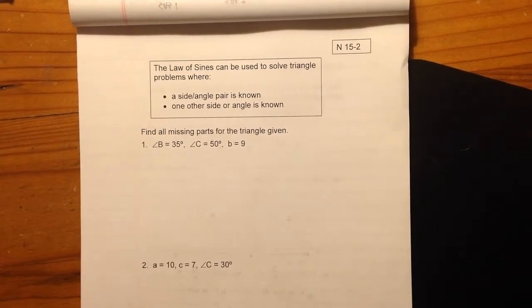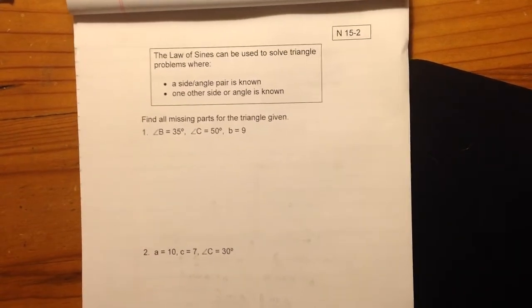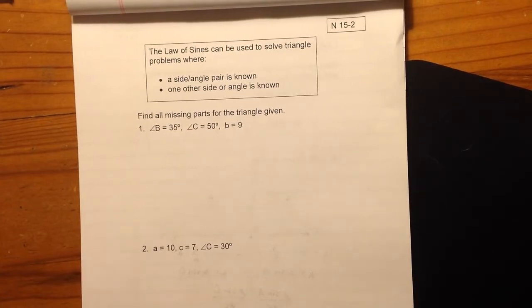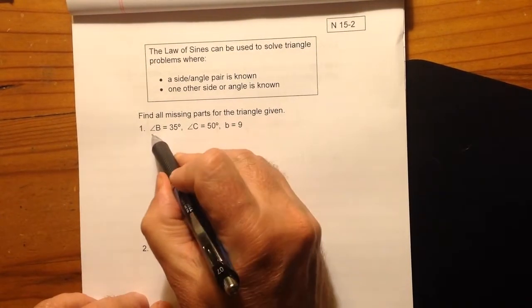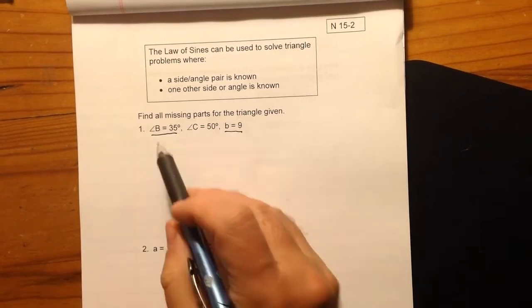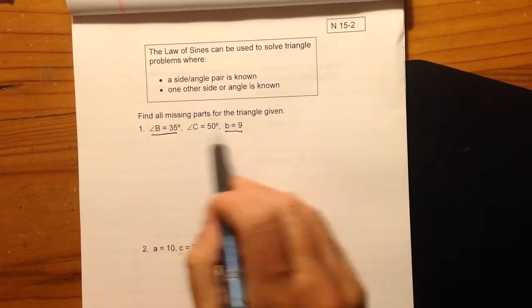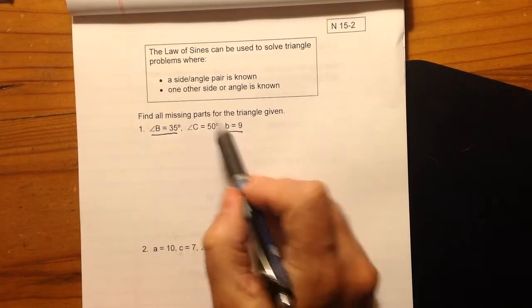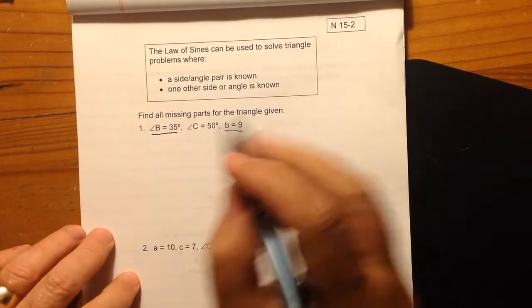So let's put it into action here. Let's look at number one. Find all missing parts for the triangle given. You can see I've got angle B is equal to 35 degrees and little b is equal to 9. So I've got the side angle pair for B, and then I've got one more piece of information. I know that angle C is 50 degrees.